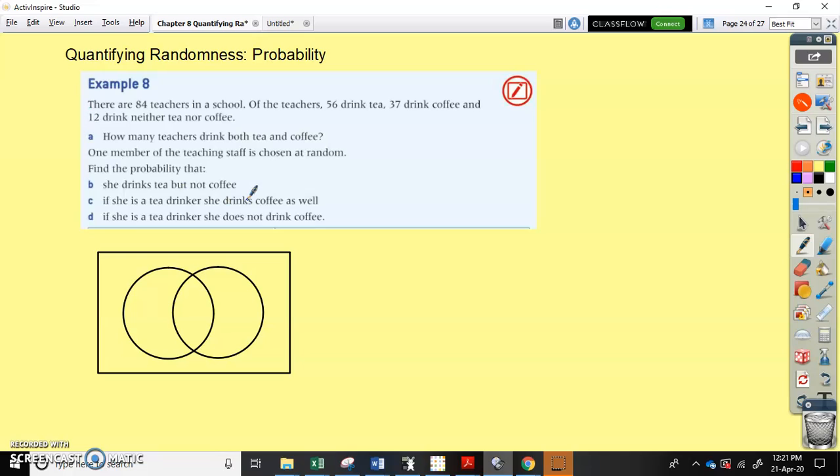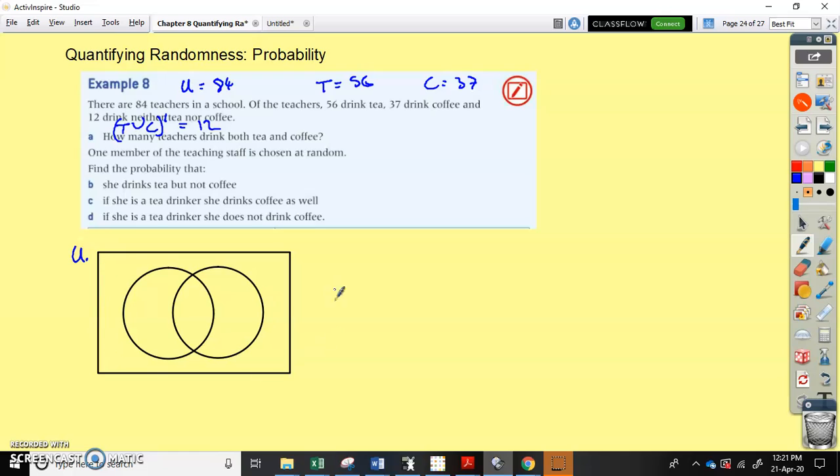So, example from the book says there are 84 teachers in a school. So that's our universe, right? 84 teachers in school. 56 drink tea. And 37 drink coffee. Now straight away, 37 plus 56 is greater than 84, so we know there's going to be some teachers that drink tea and coffee. There's also 12 who drink neither tea nor coffee. So that is tea or coffee, so tea union with coffee. Complement will be 12. So we can fill in our Venn diagram here.